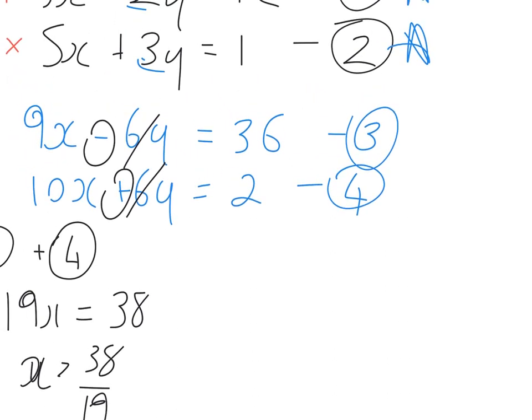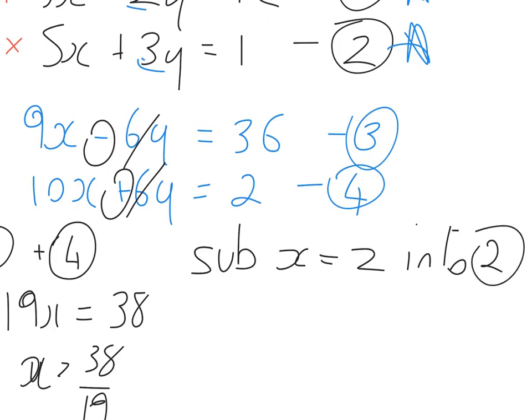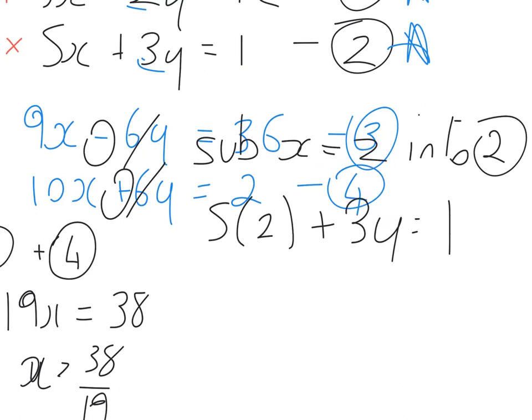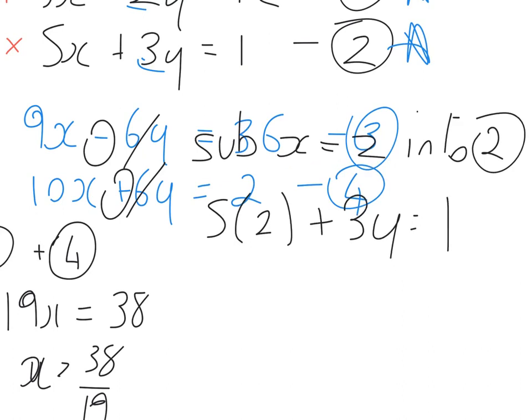So again, keep communicating to the examiner. Sub x equals 2 into equation 2. So where there's an x, replace it with 2. That's 5 lots of 2 plus 3y is equal to 1. Ten plus 3y equals 1.